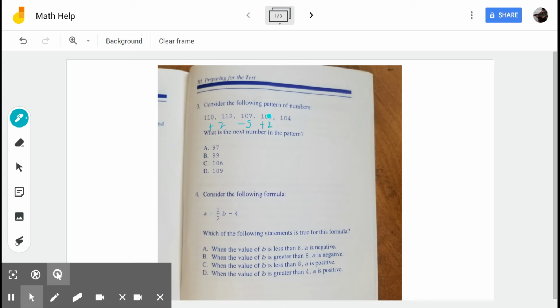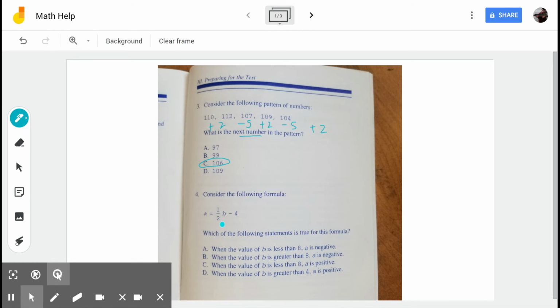again. 109 to 104 is in fact minus 5, so we could assume that the next number in the pattern is going to be 104 plus 2, which is going to give us 106. Option C.